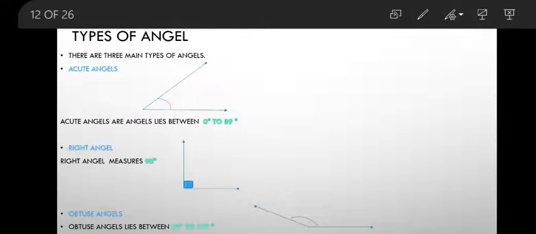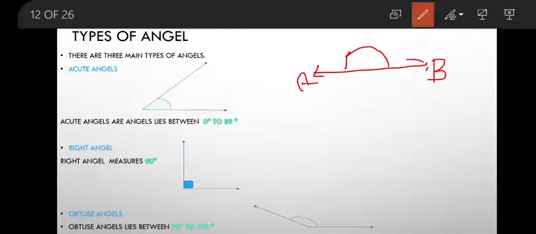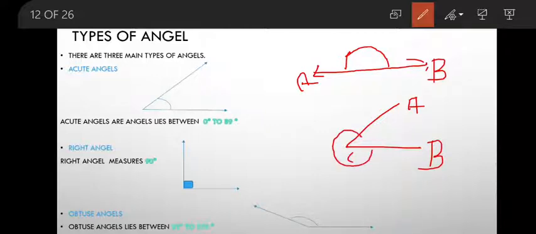Okay, there are three other types of angles. The first is the straight angle, having a measurement of 180 degrees. Reflex angle, having a measurement of greater than 180 degrees, and then complete angle, having a measurement of 360 degrees. So these are another three types of angles.